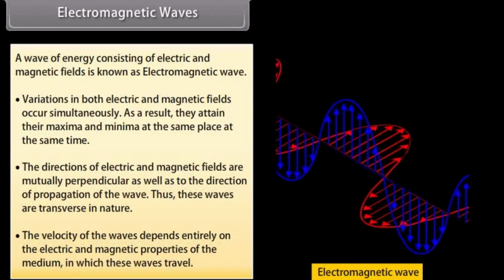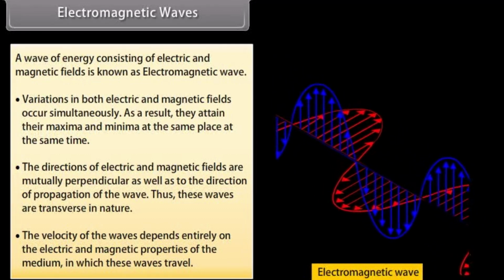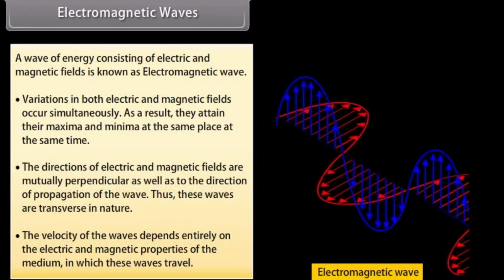The velocity of the waves depends entirely on the electric and magnetic properties of the medium in which these waves travel.